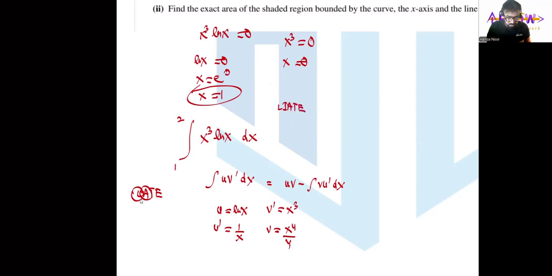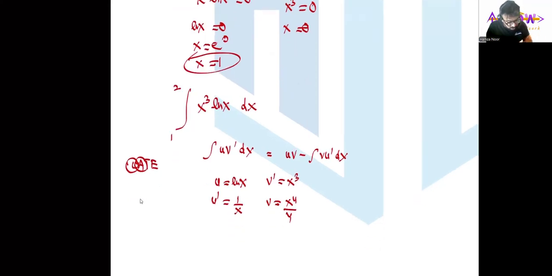I comes after L. This I is basically the inverse trigonometric function. But in this particular question, we don't have any inverse trigonometric function involved. So we are going to use the LATE rule only. All right, so uv minus the integration of vu dash with respect to x.